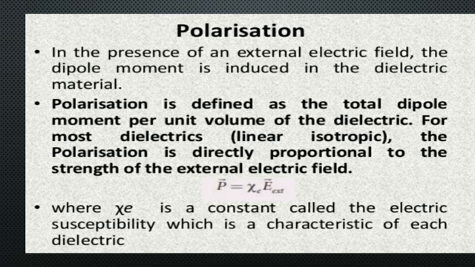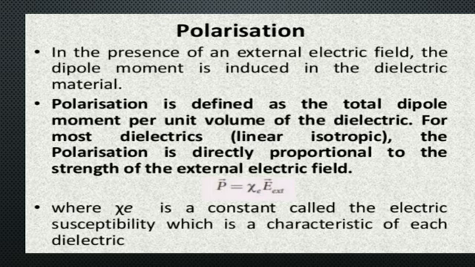Before that, we know about dipole moment, dielectric material and electric field. Electric field is represented by E, and we know dielectric materials like quartz and mica. The dipole moment is represented by P. With the help of these terms, I'm going to explain what polarization is and what its formula is.